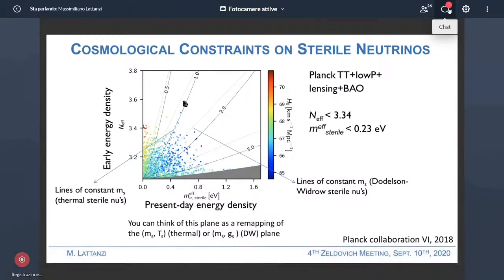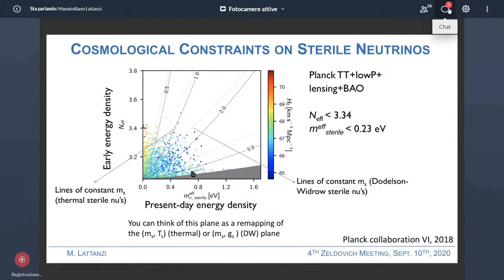So what you do here is that you just add one more neutrino. You use the energy density at the present time and the energy density at early times as parameters in the analysis. This is basically a remapping of the mass and temperature of the sterile neutrino. And the effect of a sterile neutrino is more or less the same as that of an active neutrino, so the idea behind it is the same: you cannot have too many sterile neutrinos because they would suppress structure formation too much.